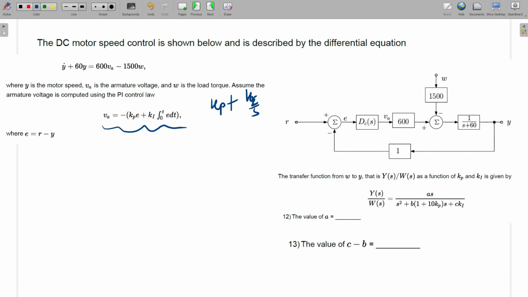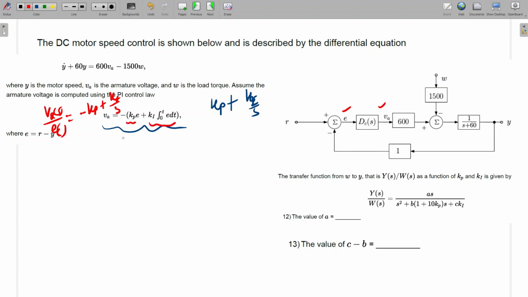Is it correct? Yes, sir. Minus is there, sir, so in the equation we should take that minus also, I think. If you do Va by E, that is minus Kp plus Ki by S. So Va of S is the output and E of S is the input: Va of S by E of S equals minus Kp plus Ki by S. The integral means divided by S.